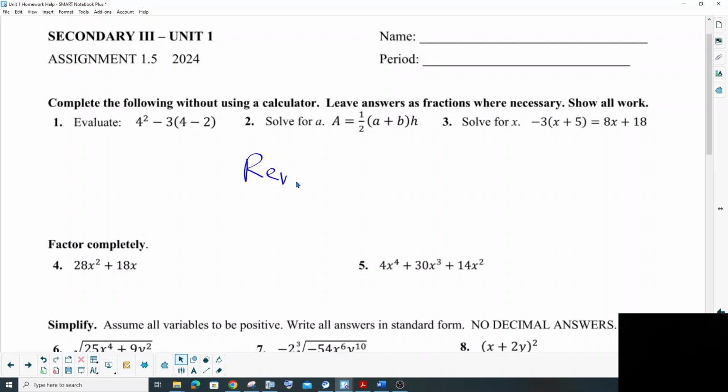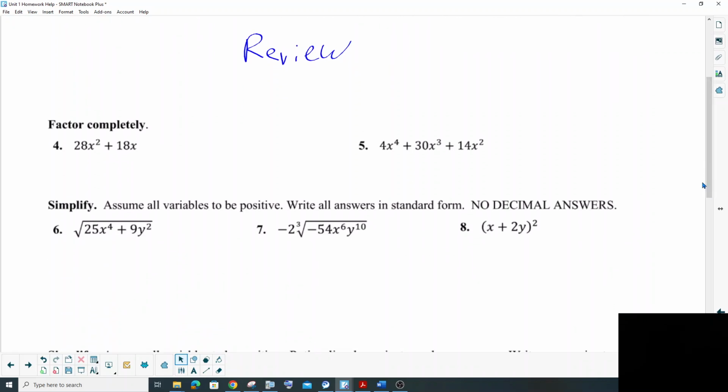So these are some good review problems. We did have some problems. We won't say which period, but we did have a certain number of problems, and they had trouble with problems like this. So let's do it again. Make sure you know how to do this for the test.